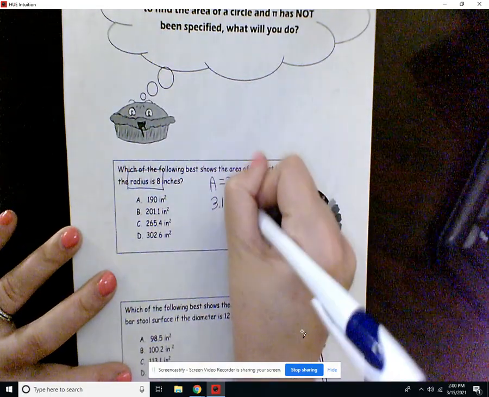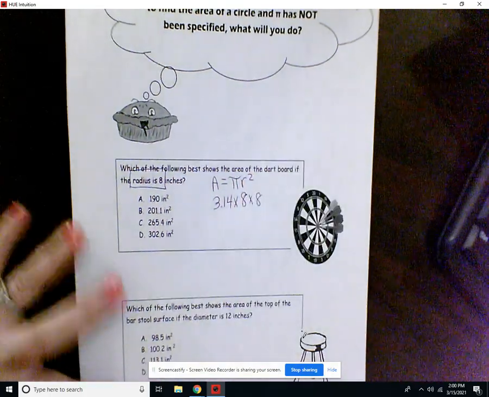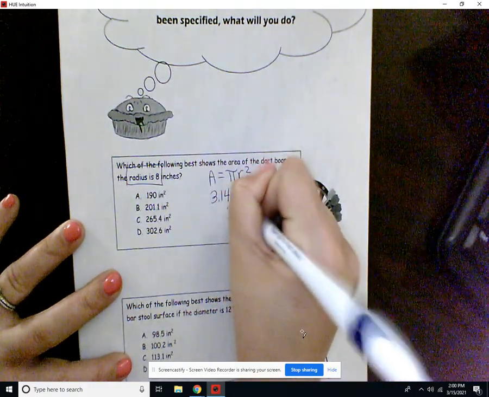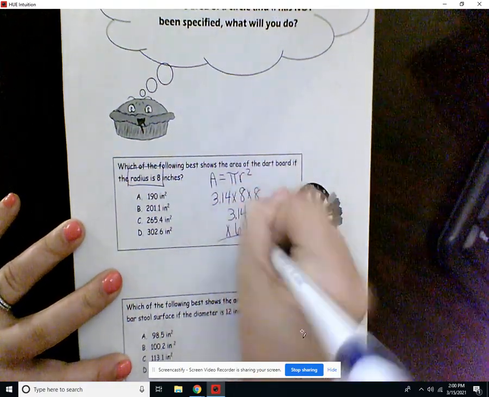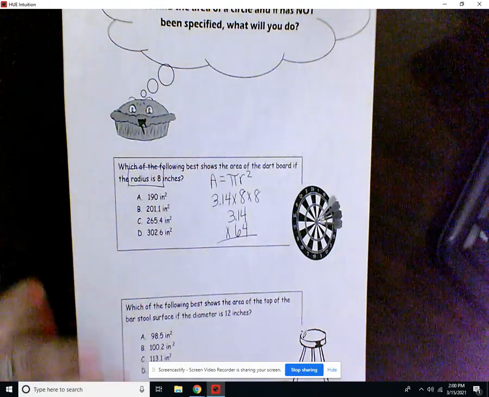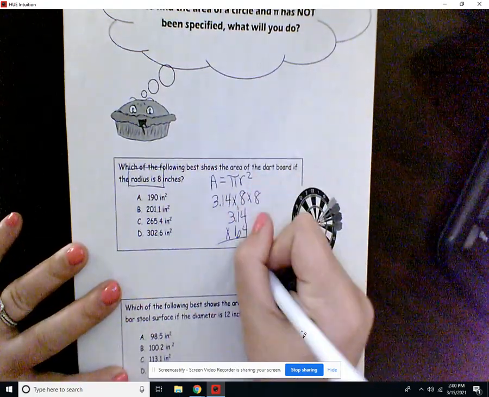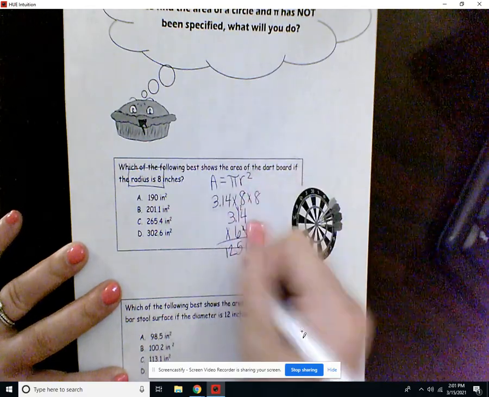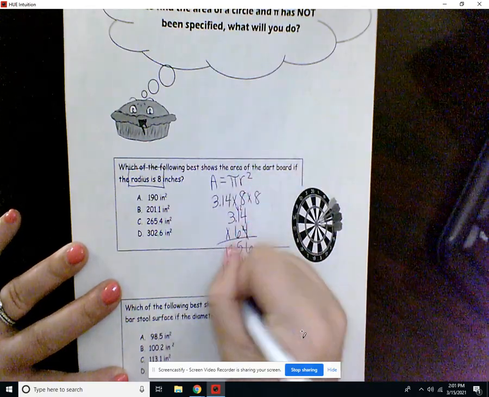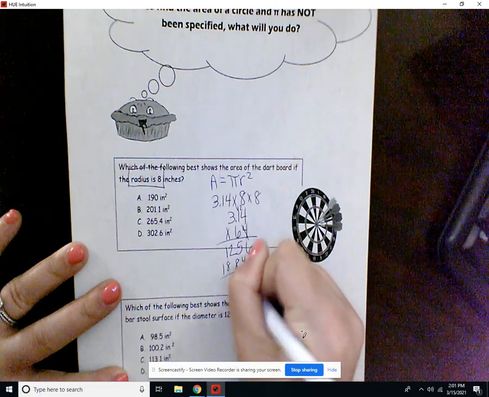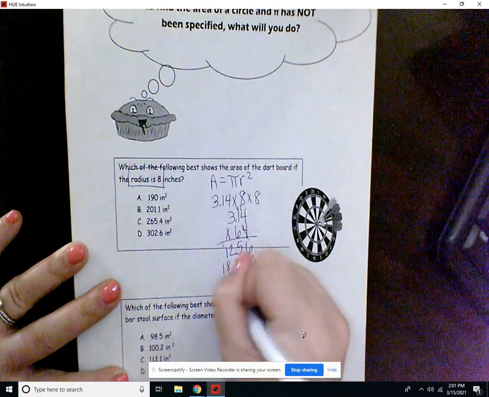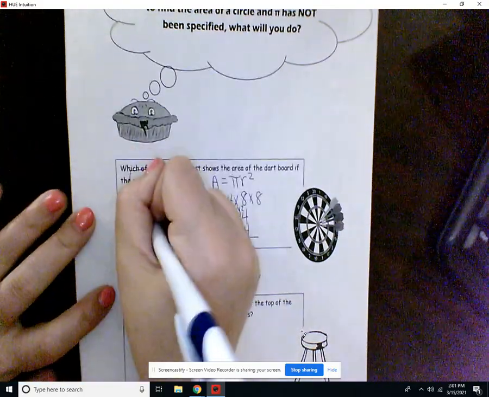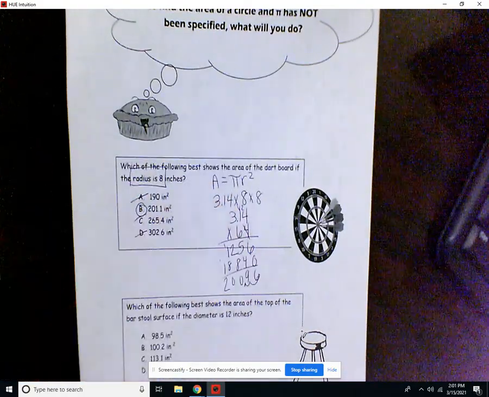That means we're just going to write down 8 twice. So 8 times 8 is 64. And then we're going to do 3.14 times 64. And then we'll find the closest answer. So we get 200.96, and that's going to be closest to our 201.1.